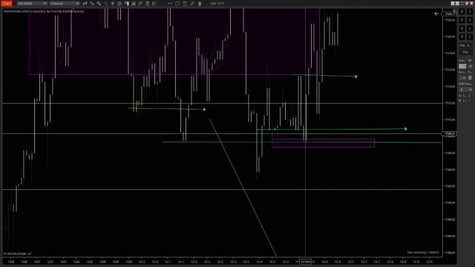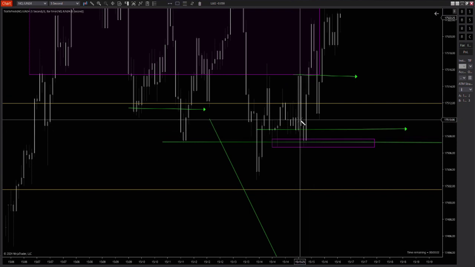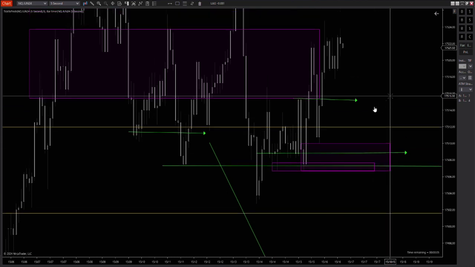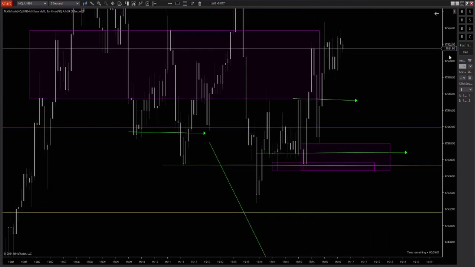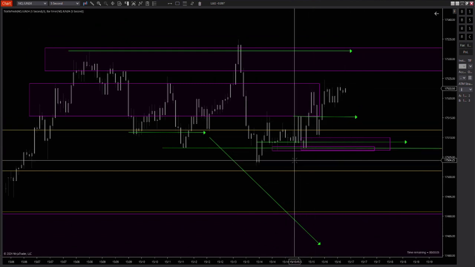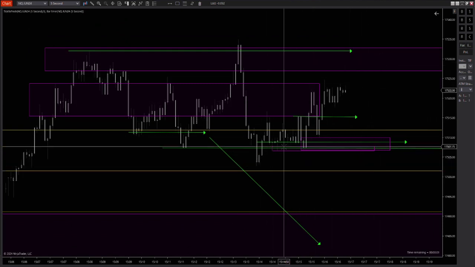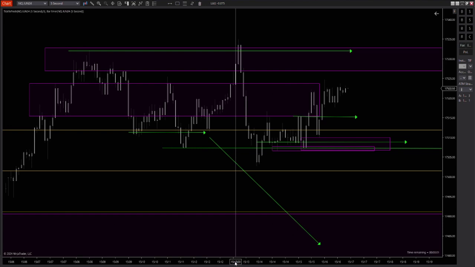This is the S&D responsible for the down candle. Right there, responsible for that move up, the last down move, and then that is how I would participate in that move.